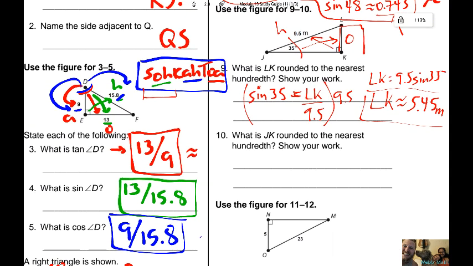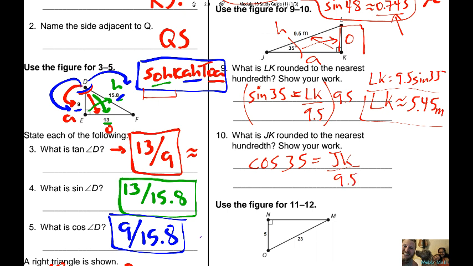Number 10. What is JK? Okay, there are several ways we can do this. You can use your answer from number 9 to use Pythagorean theorem to find the missing piece. That can work, if you really want to test yourself. This is the adjacent, and we can still use the hypotenuse. So we can actually use cosine for this. Cosine of 35 degrees equals JK over the hypotenuse, which is 9.5.